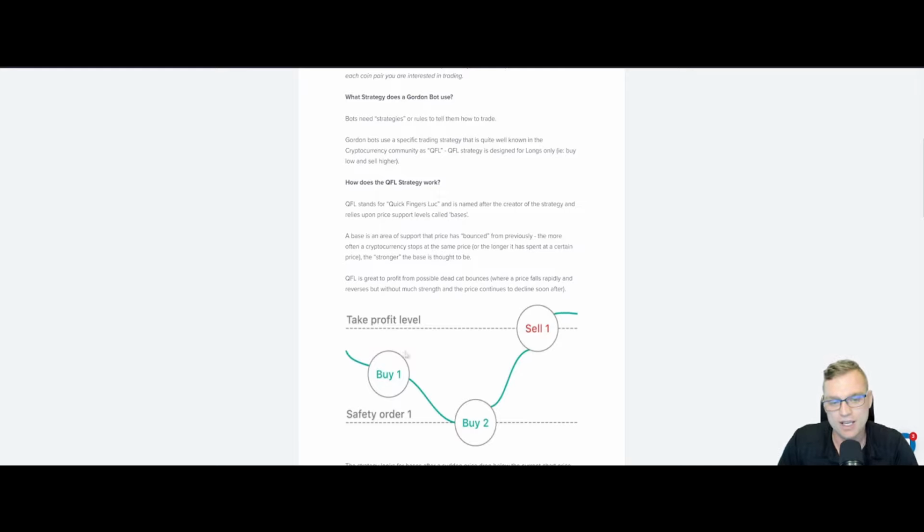What we can see here is that we have a take profit level right here, and we can see that the QFL DCA strategy is buying here with its one base order. Its second safety order is buying here at this level of a base, as mentioned, and it's then selling after it bounces at its profit level.